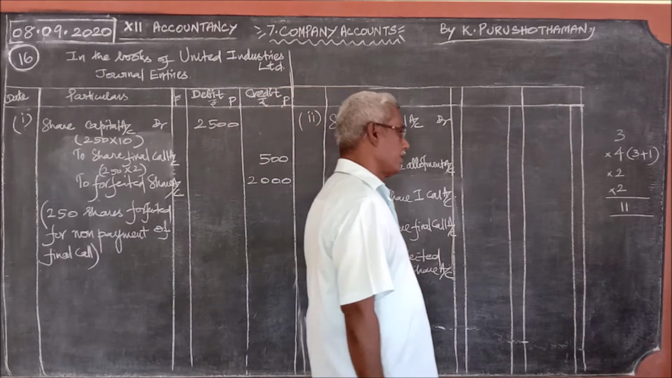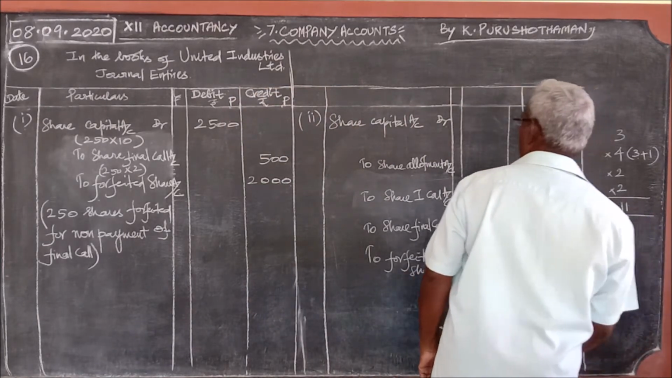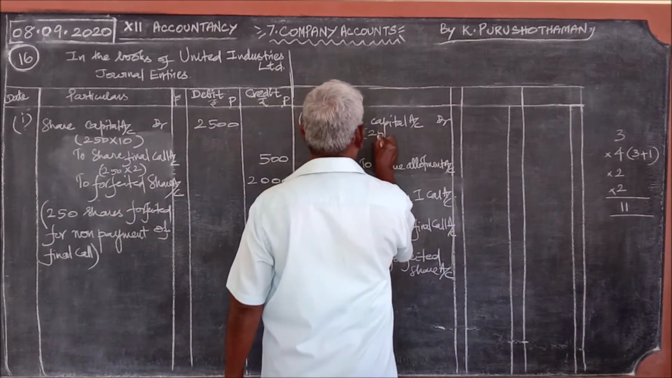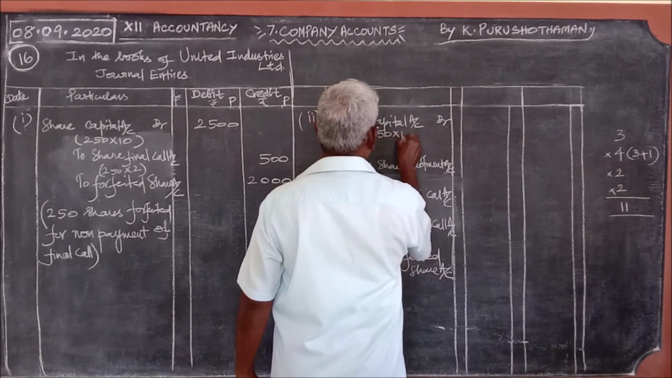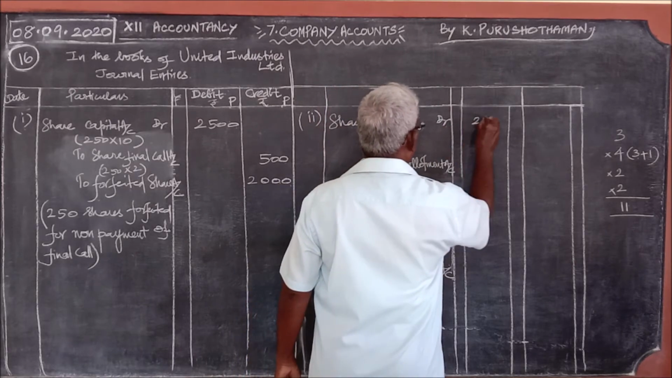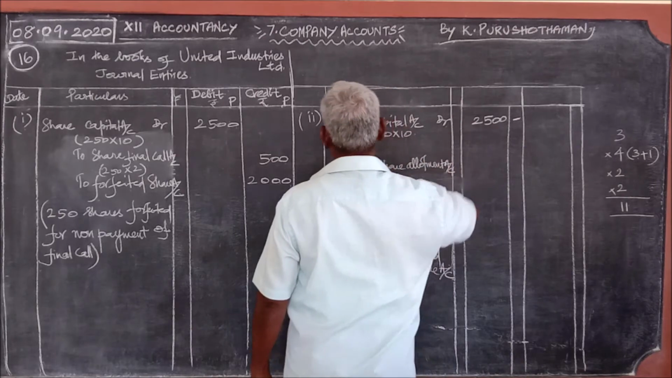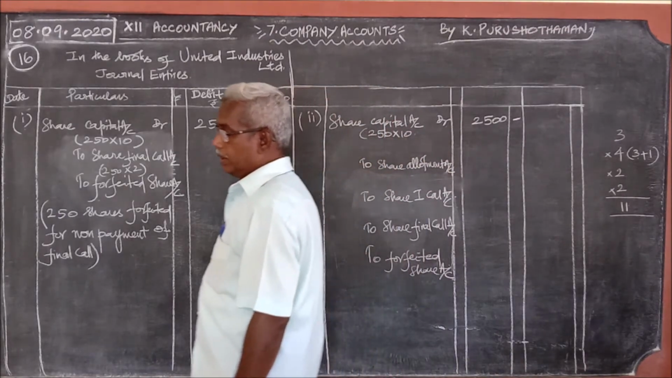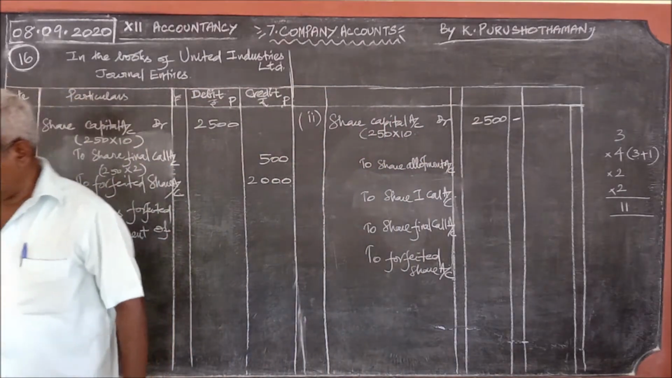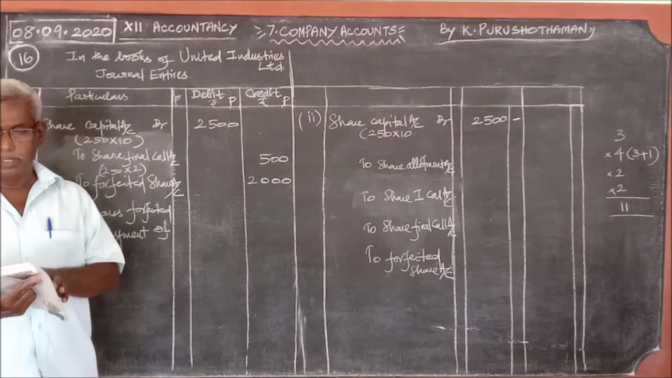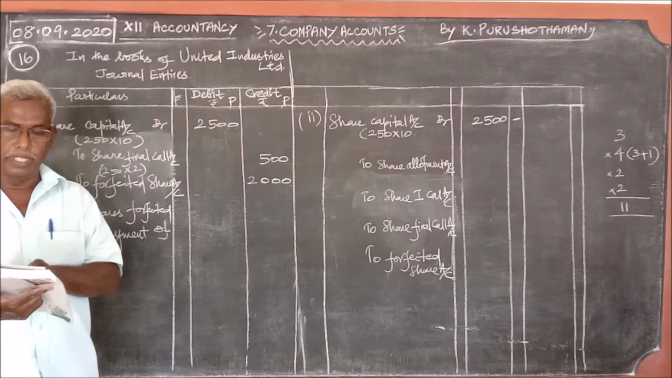And in it, what is share capital? 250 shares. 250 into 10, 2500 you should write. This is very important. 250 into 10, 2500 you should write.